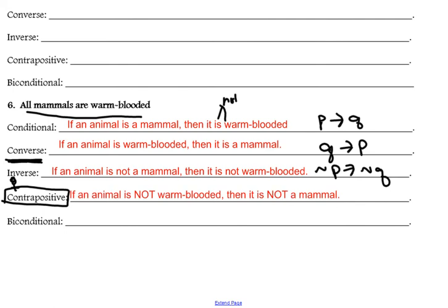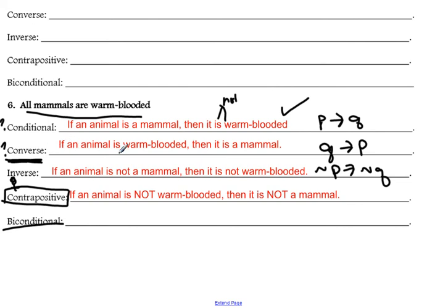And then finally, our biconditional. First we have to check: is the converse true, and is the conditional true? Because we can only write a biconditional if both the converse and the conditional itself are true. So if an animal is a mammal, think about a mammal. What do we know about mammals? Well, they have hair and they're warm-blooded. So if an animal is a mammal, then it is warm-blooded. That's a true statement.